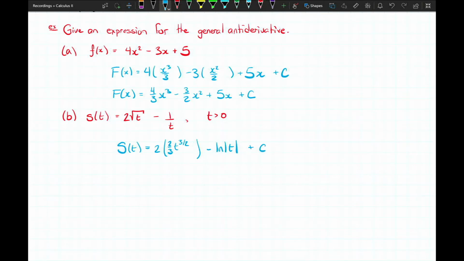And we can simplify. And in the context of our original function s of t, since it's only defined for t greater than 0, we know that the absolute value of t is always positive. And so we could just maybe omit the absolute value and say that a general antiderivative would be 4/3 t to the 3/2 minus the natural logarithm of t without the absolute value plus c.